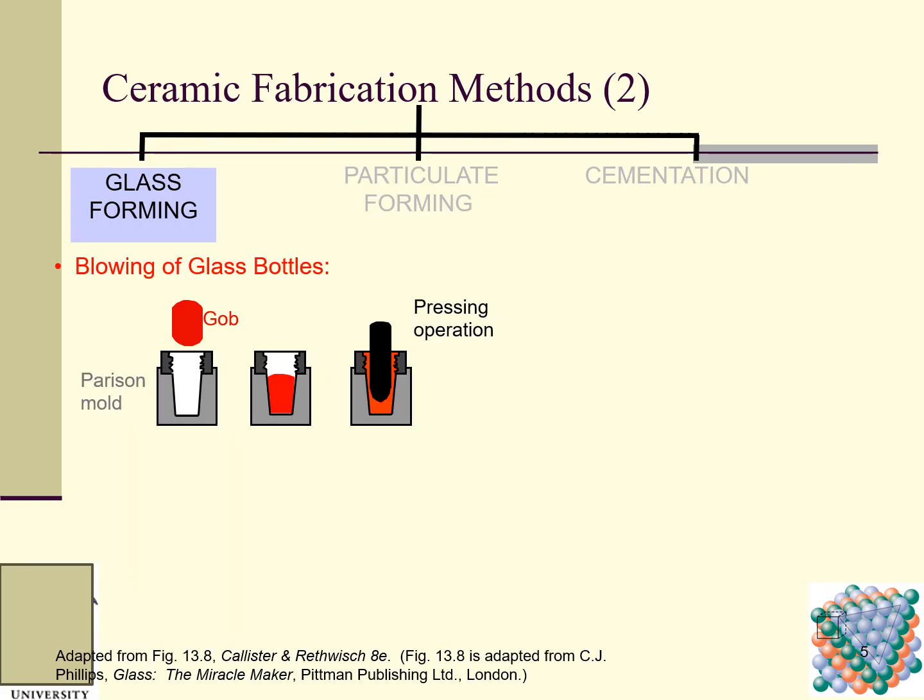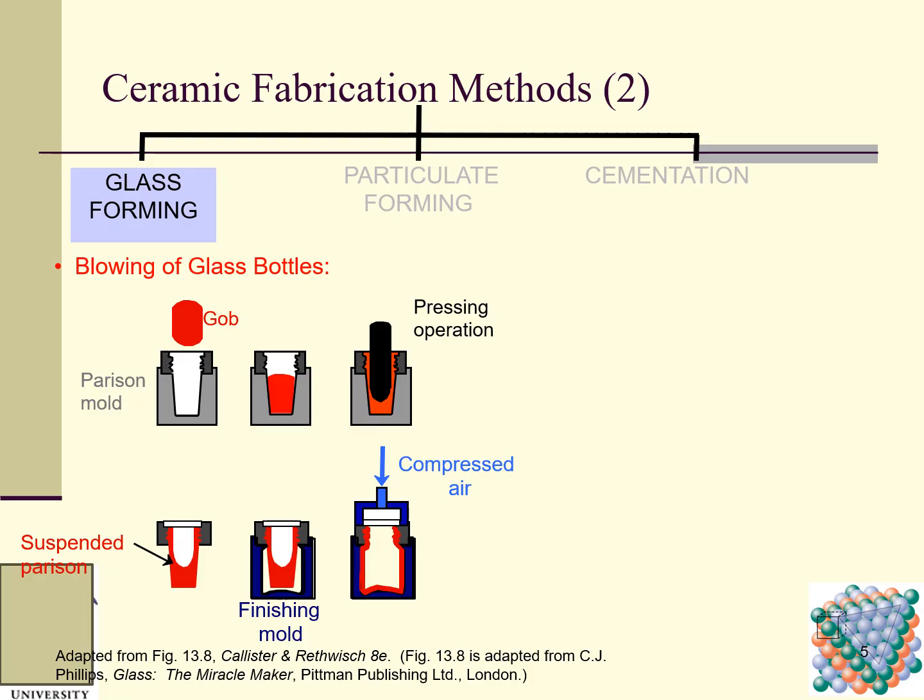Next slide, we talk about glass forming. We know that glass utensils are used in our daily life almost every day. Here is the blowing of glass bottles, for example. So we have a parison mold here. This is a mold, and this is the gob in this mold, and then we have a pressing operation, and we use this special rod to press the gob of glass.